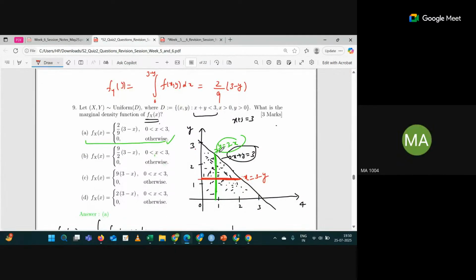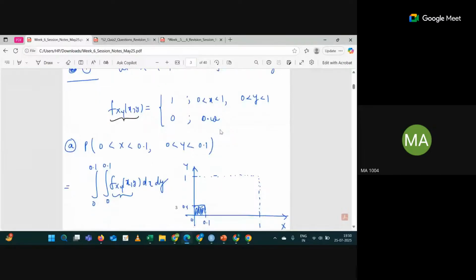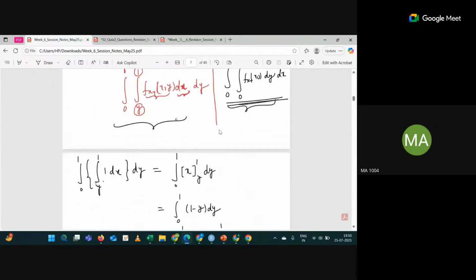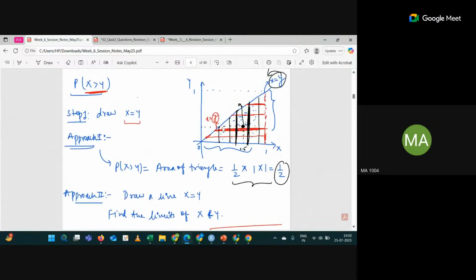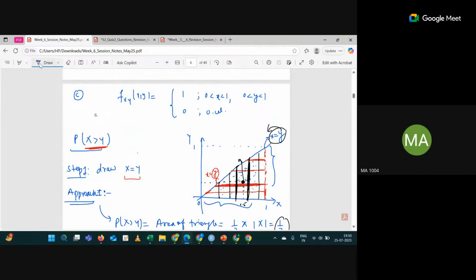Whenever any inequality is given to you, to calculate the limit, draw a parallel line with respect to that axis. Suppose I have to calculate the probability that x is greater than y. Then what will I do? First of all, I will draw the line x equal to y. So x greater than y will be this region, correct? You can see my pencil.